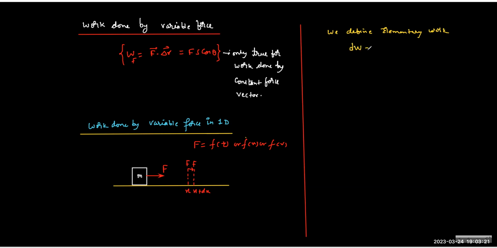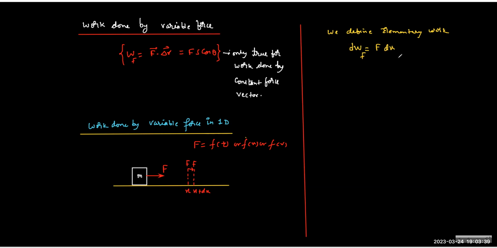And we write dW. So we never think about the big displacement. We talk about what will happen if I go from here to here. So we try to understand what will happen, and from there, we try to understand the answer. So dW of F we can write as F dx.